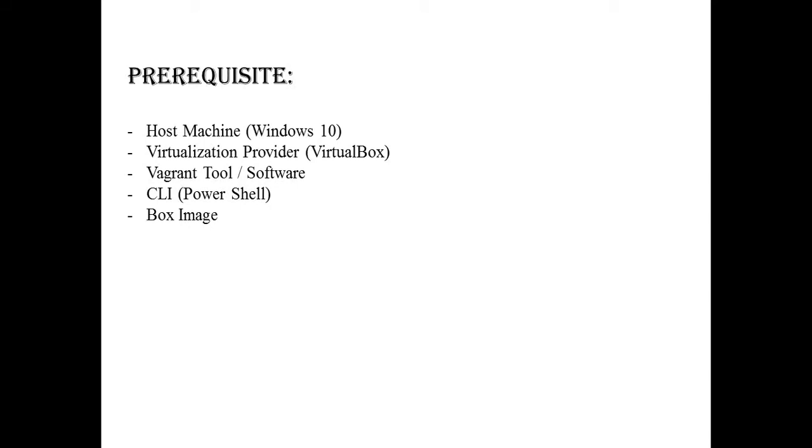Then you will need the Vagrant tool or software to be installed on your host machine. Then you will need a command line interface. In our case, we'll be using PowerShell. Then you will need a box image. A box image is nothing but the operating system that you are going to install on your virtual machine. So let's start.